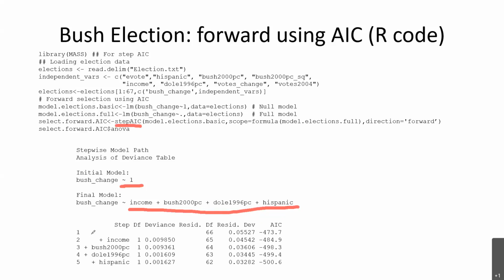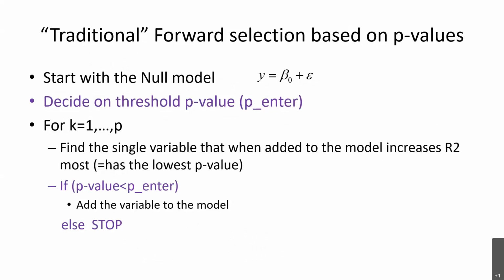And so the initial model had an AIC of minus 473. Then you added income, the AIC went down. You added Bush 2000 PC, AIC went down. Added Hispanic, AIC went down. And then anything you did after that, adding any other variable, didn't lead to a decrease of AIC, and that's why we stopped at that point. Okay, so we'll leave that there, and now we will talk about the traditional approach to forward selection based on p-values.